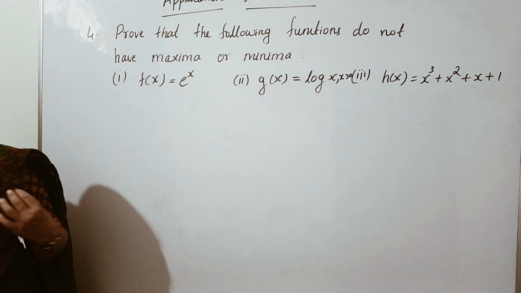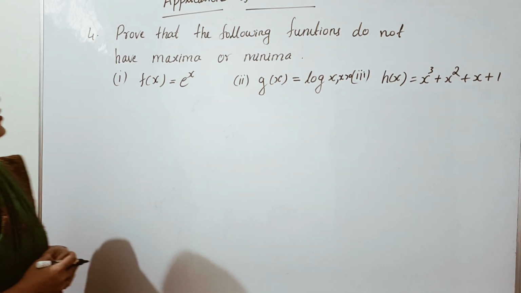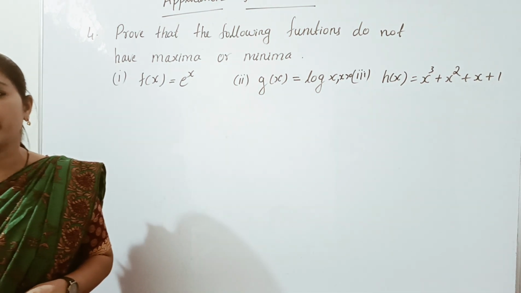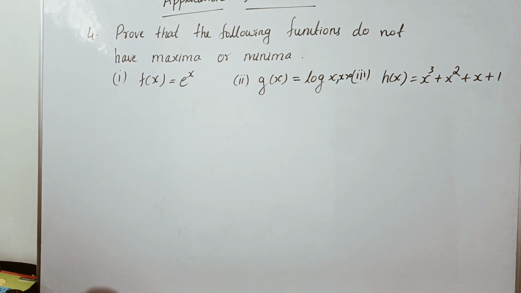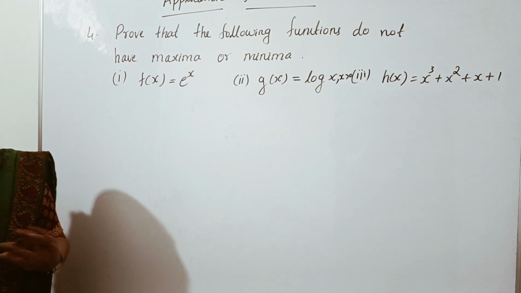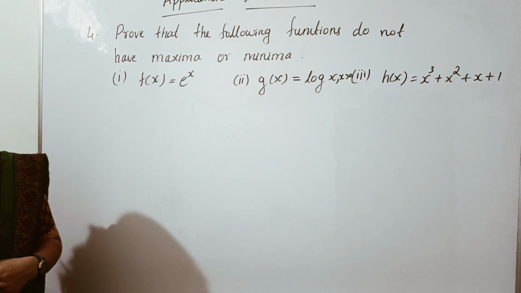Hello everyone, let's continue exercise 6.3. Fourth question, prove that the following functions do not have maxima or minima. First function is f of x is equal to e raised to x. As usual, we will find f dash of x, the first derivative, then set f dash of x equal to 0 to find the critical points.